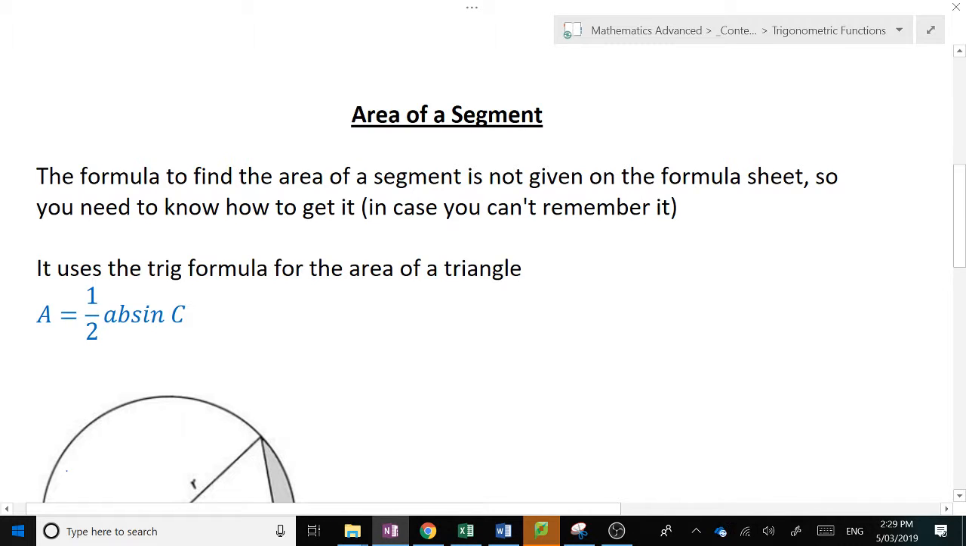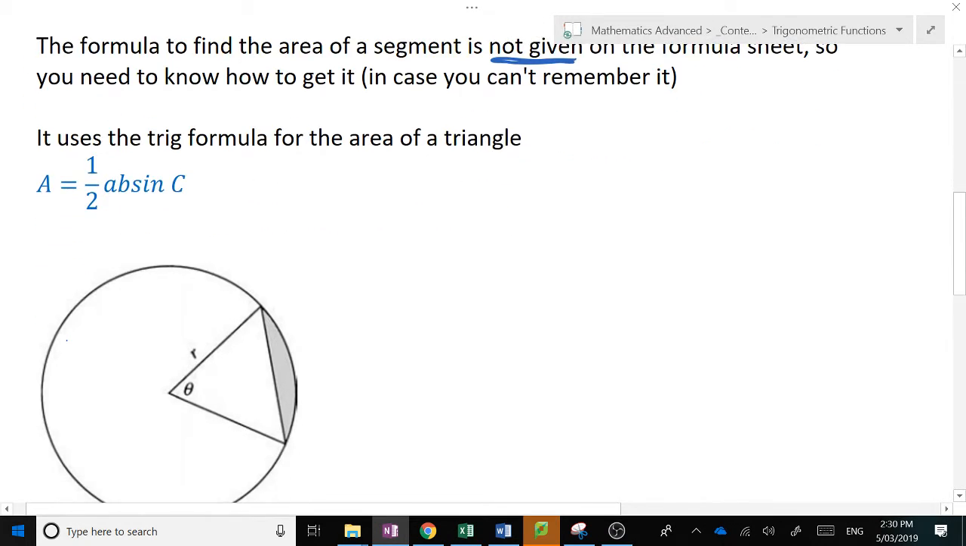So the formula to find the area of a segment is not on the formula sheet, okay? It's the only one that's not on it. We've got the arc length and the area of a sector, but we don't get the area of a minor segment. So here, it uses the trig formula for the area of a triangle. As long as your C is in radians as well, that sine will still work. If you have one in radians and one in degrees, you've stuffed yourself. Just make sure they're in the same terms.